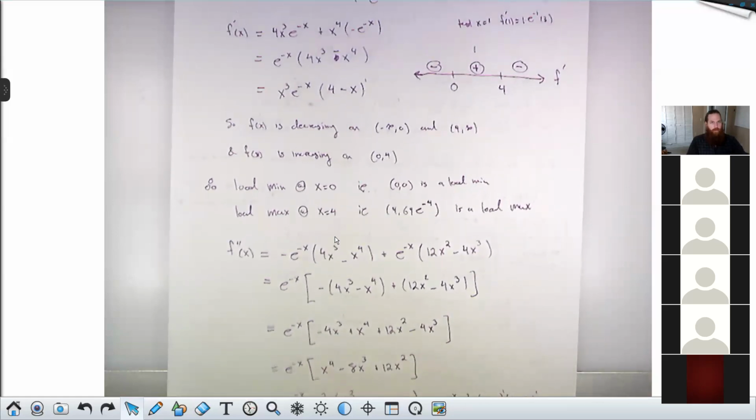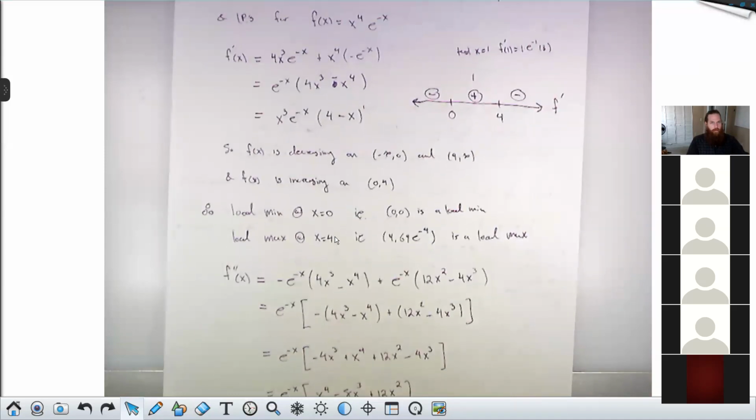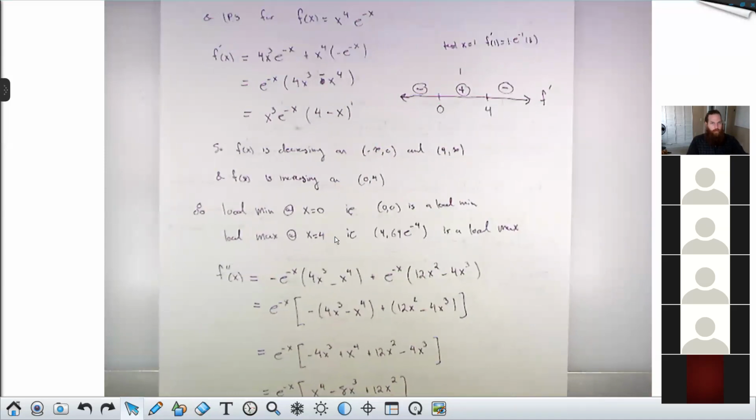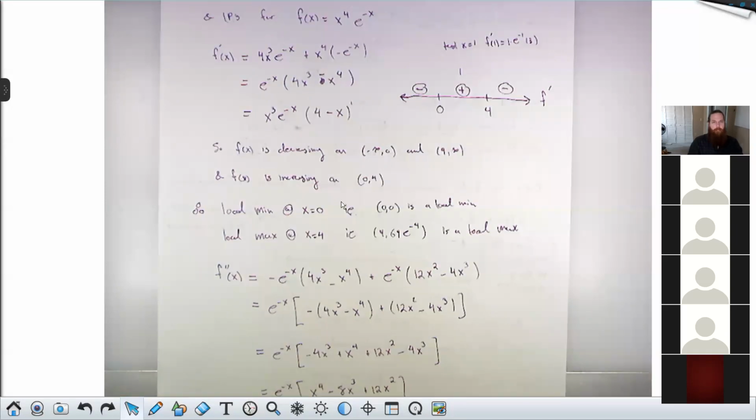Yeah, top of the page. 4x cubed e to the negative x plus x to the 4. Is that negative e to the negative x? How did you get that? So this is a chain rule derivative. The whole thing here is a product rule. But within that product rule, I have a little chain rule.